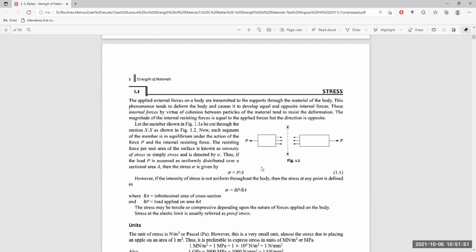Now, here what is seen here? Stress is the heading, and we have the bar, say, starting from here and finishing here. Here is a section XX. Okay, clear? Hello, Rohit.